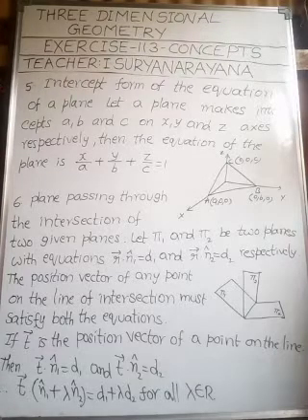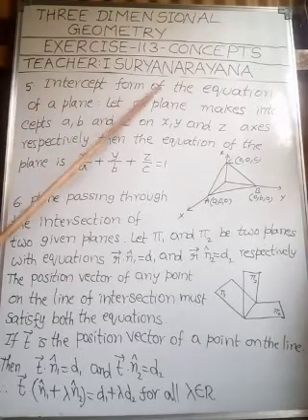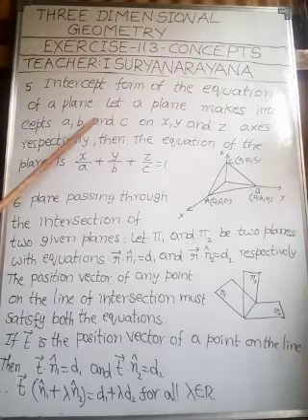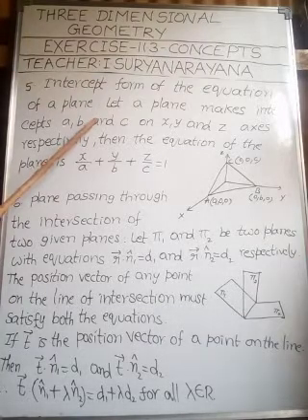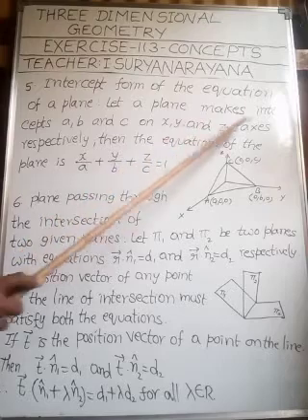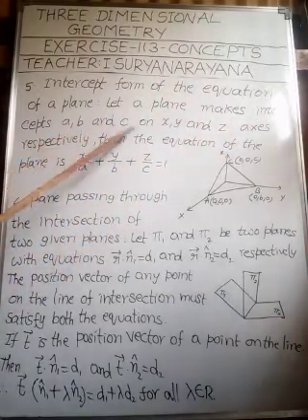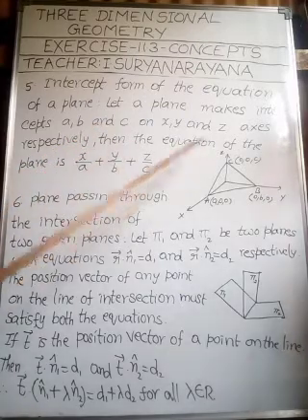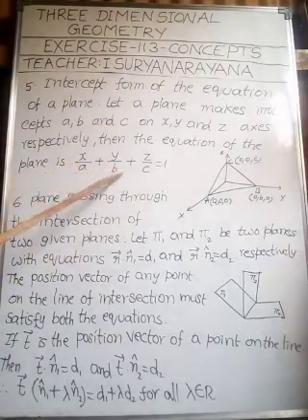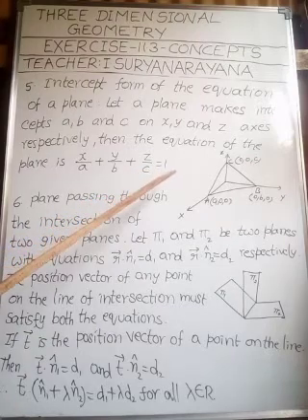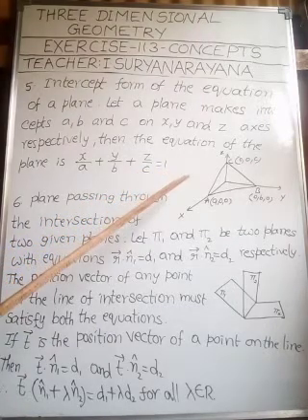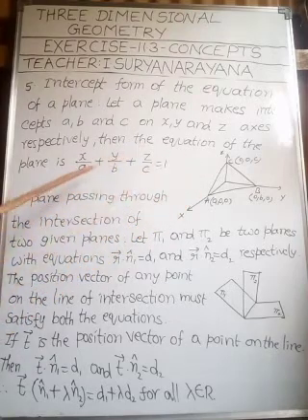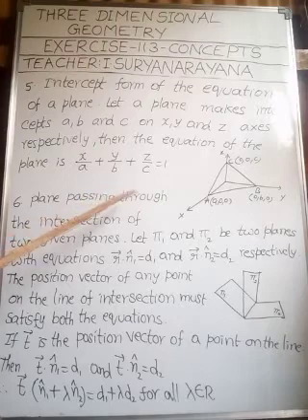Now come to the next point, that is the fifth point, intercept form of the equation of a plane. Okay, my children, this is another form of an equation of a plane. Let a plane make intercepts A, B and C on the X, Y and Z axes respectively. Then the equation of the plane is x by a plus y by b plus z by c is equal to 1. In the case of lines, you have learned the intercept form of a line. Similarly here we can write the equation of a plane in the intercept form.